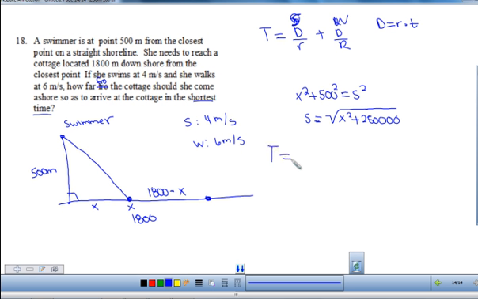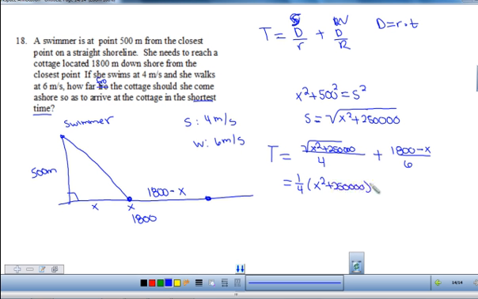So her time is going to be her swimming. So the distance she's going to swim is the square root of x squared plus 250,000 over her rate. So she can swim at 4 meters per second, plus the distance she's going to walk over the rate that she's going to walk, which is 6. Okay, so I can rewrite this as 1/4 (x squared plus 250,000) to the 1/2 plus 300 minus 1/6 x.